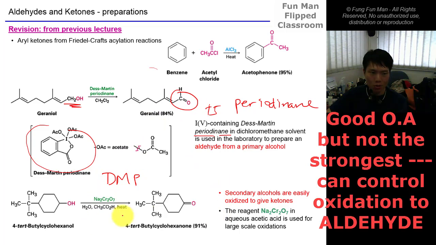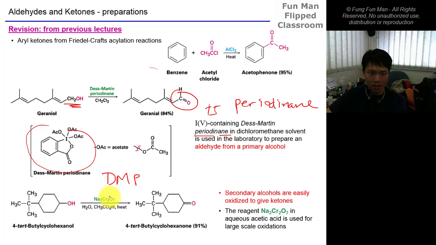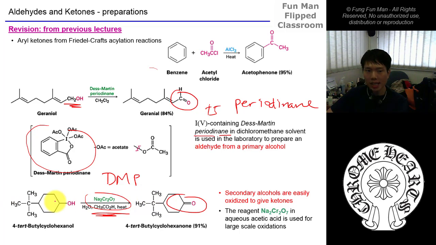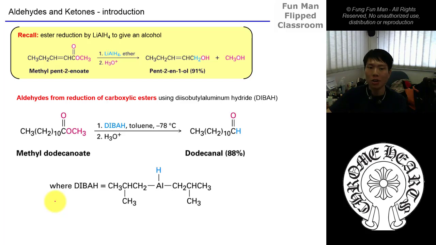And of course, you can use another oxidizing agent, which is your dichromate. You can oxidize a secondary alcohol into the corresponding ketone. But nowadays we try not to use it in the lab because chromium compounds are rather toxic.